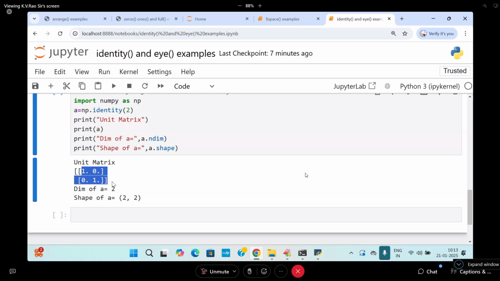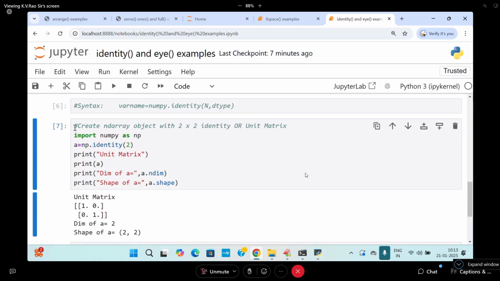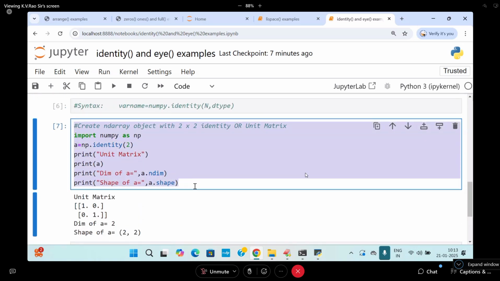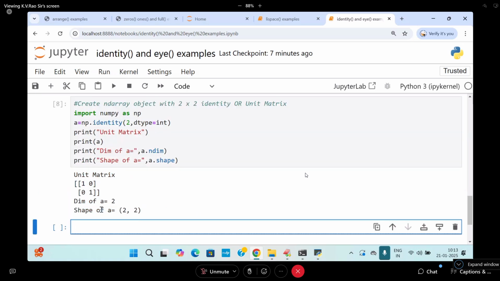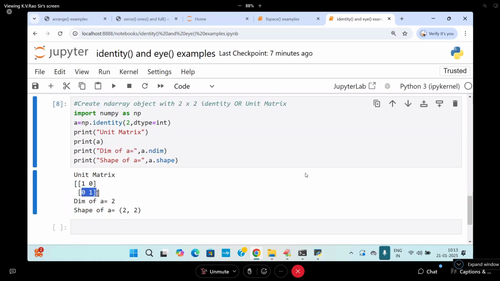1.0, 0.0, 1.0, 0. By default the dtype is taken as float. I can change it to int type. How do you change it? Easy. I will write dtype is equal to int. So there I will be getting 1, 0, 0, 1.